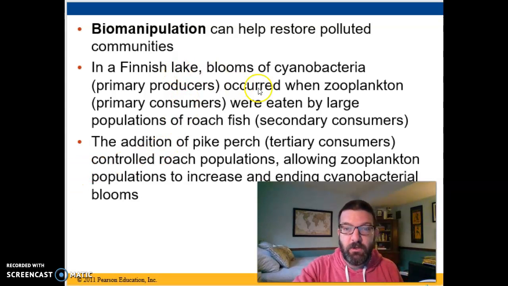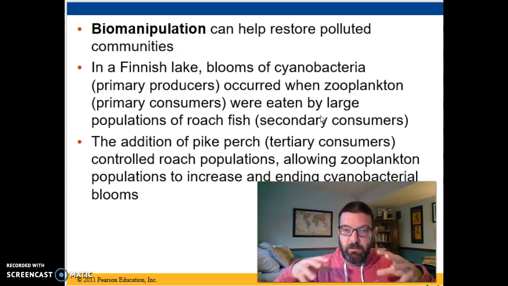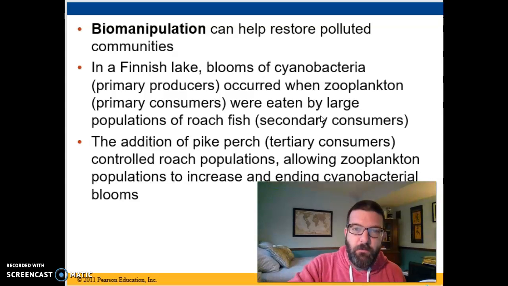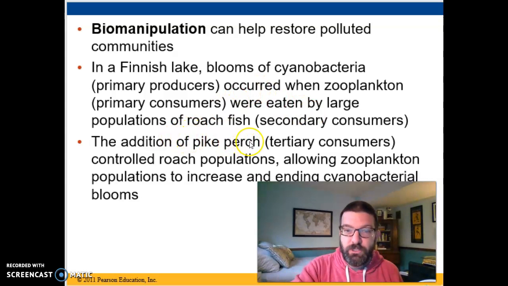So in a Finnish lake, there had been blooms of cyanobacteria, these primary producers, that occurred because zooplankton were gone. They were eaten by roachfish, which are secondary consumers. And these blooms don't sound bad. It means lots of nutrients in the lake. But again, they bloom and they die, and then they get eaten up by microbes, and that sucks the oxygen out of the lake, and a lot of things die. So they added pike perch, which are tertiary consumers, which then ate the roachfish, which then didn't eat quite as many of the zooplankton, which then were able to eat some of the cyanobacteria, which ended the blooms.